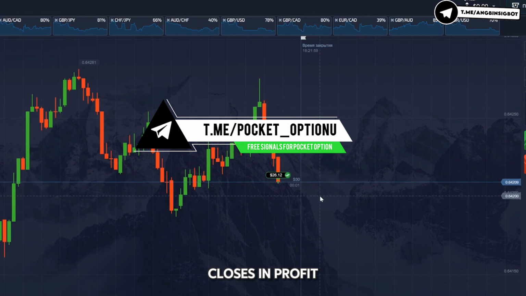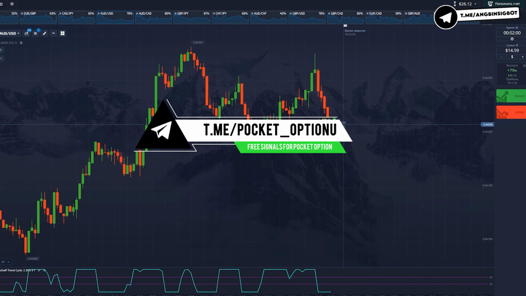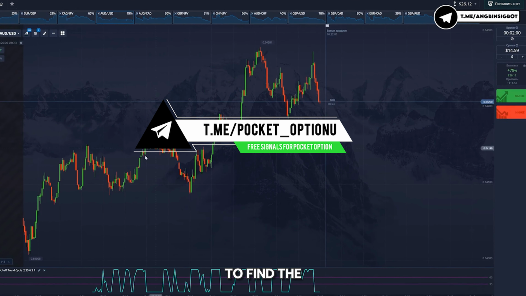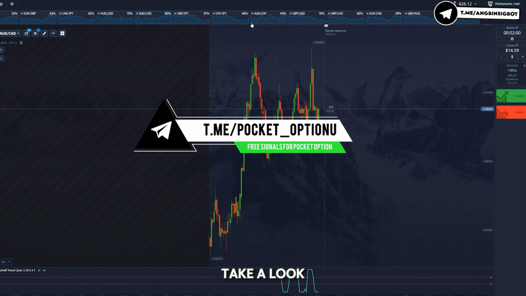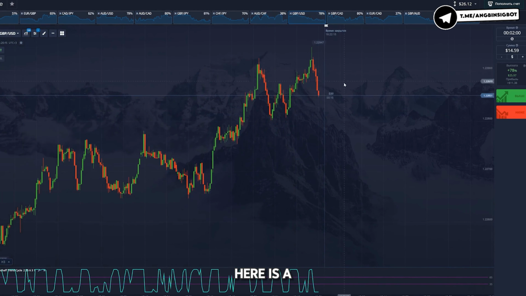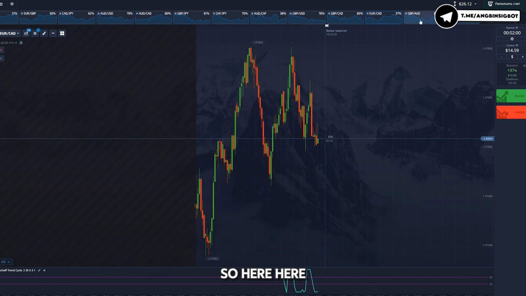And my trade closes in profit, friends. My balance is already $26.12. Let's browse through other currency pairs to find the right moment to enter. Accordingly, let's scroll through the pairs and take a look. Here is a moment, as we can see. No, the next pair, here is a good moment. Let's look at some other currency pairs. So here.